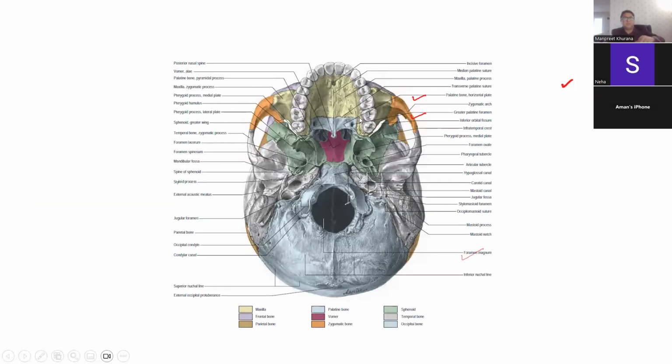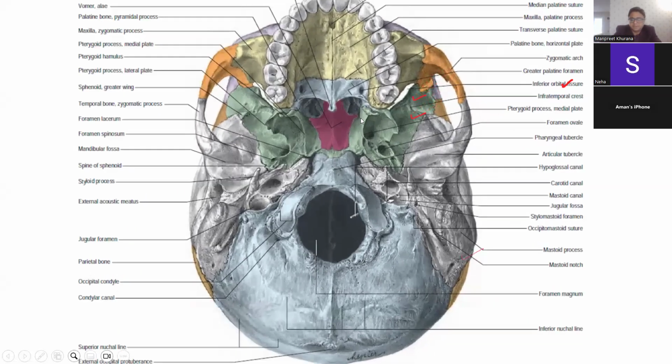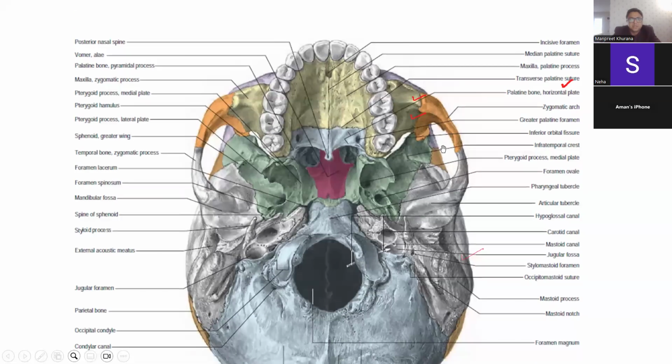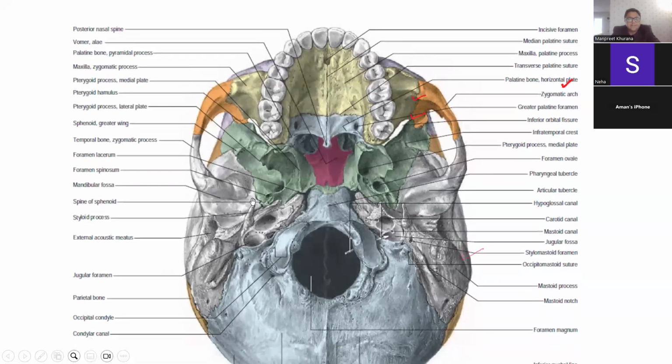This question is from Dental Dex. Okay, so it is a very important concept to understand. Okay, so let me just show you what all structures are seen at the base of the skull. Okay.